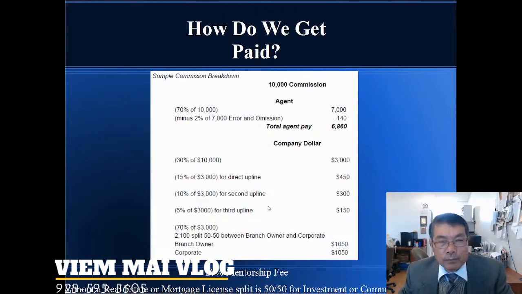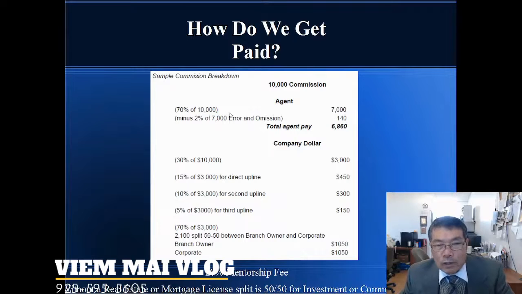This is, for example, not the guideline. Our company has profit sharing. So, a simple commission breakdown. Our company pays 70% for a commercial loan, depending on the agent, how well the agent does and how much knowledge the agent has. But this is a sample for you to look at.